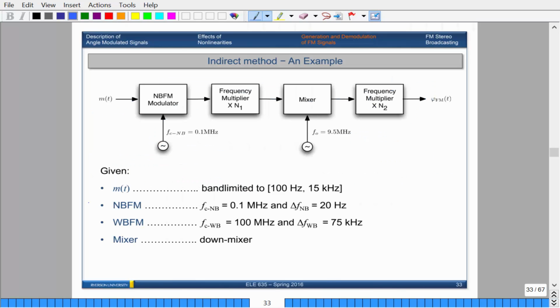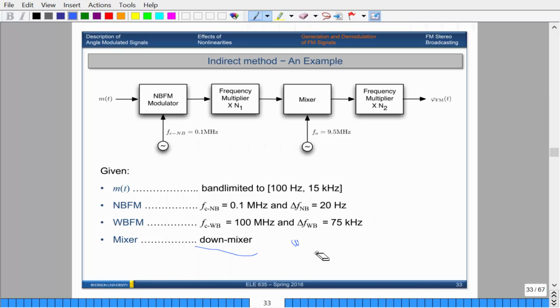First off, we have some message signal. We're going to use a narrowband frequency modulator. We're going to make sure that the deviation is less than 0.3. You're going to apply a frequency multiplier first, and then you're going to use a mixer. In this case, it's what's known as a down mixer. A down mixer means that you are taking your frequency and shifting it downwards instead of upwards.